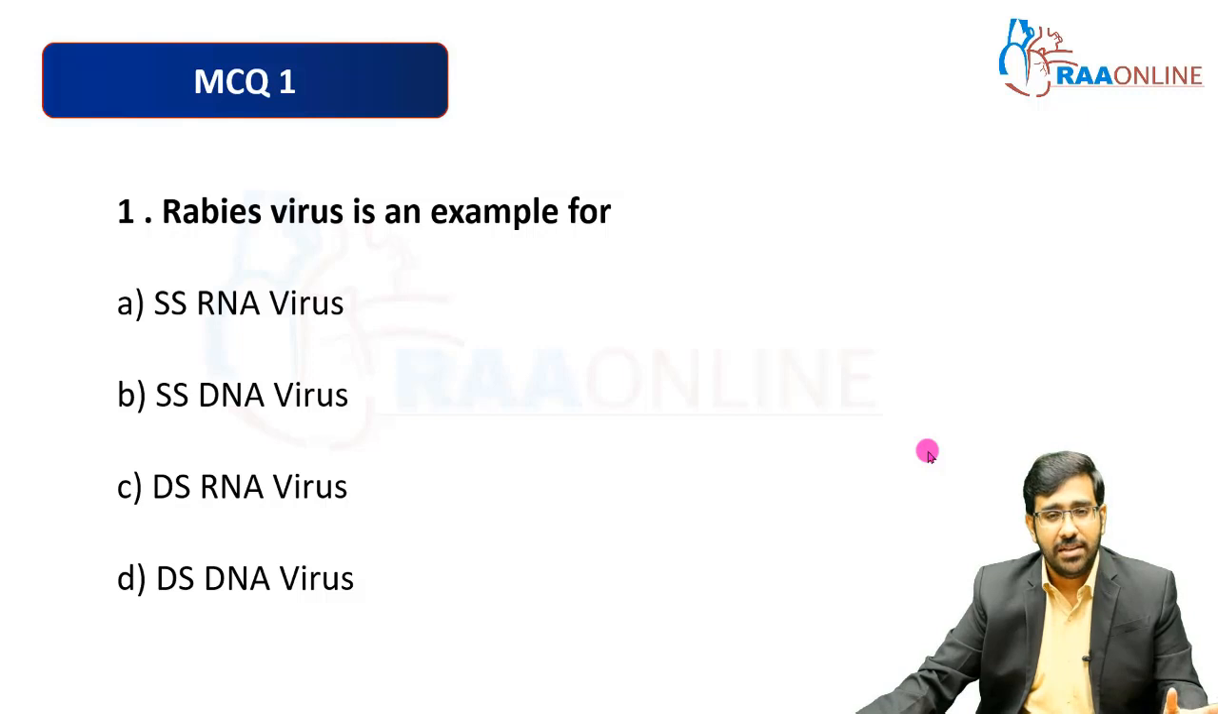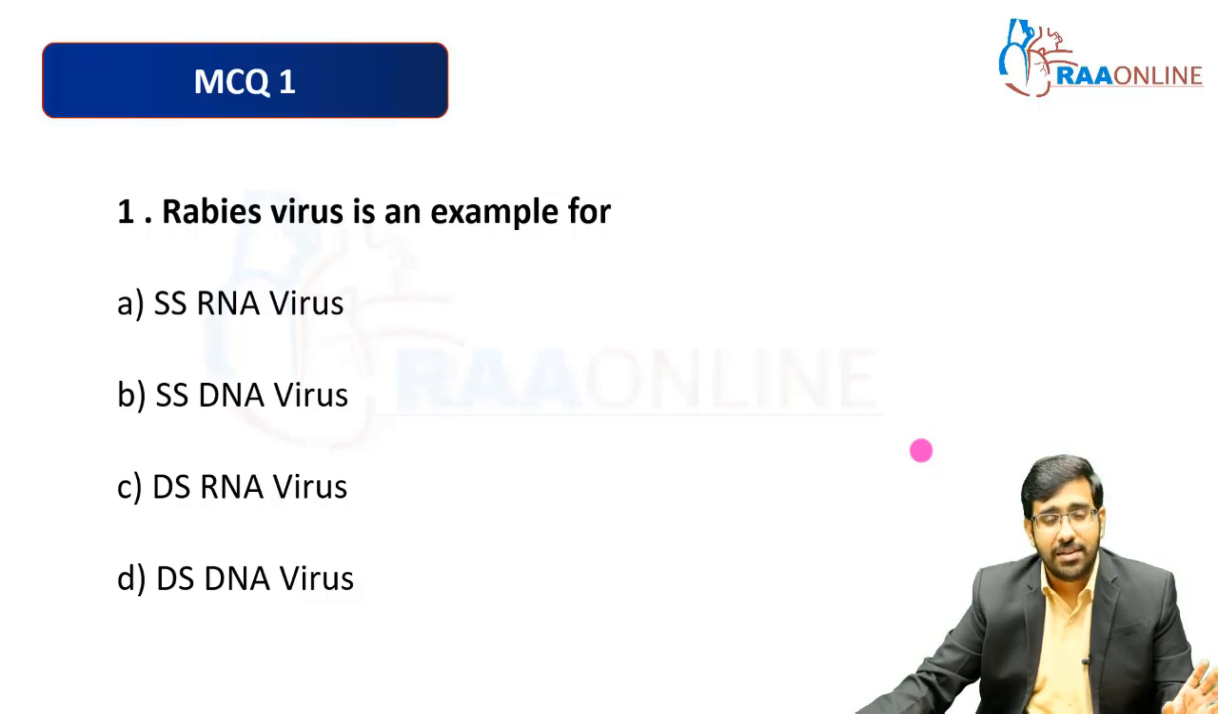Rabies virus is an example for, and there are 4 options. Option A, single stranded RNA virus. Option B, single stranded DNA virus. Option C, double stranded RNA virus. Option D, double stranded DNA virus. Here we know this particular infection is caused by a virus, the rabies virus, which is an example of a DNA or RNA virus. Can anyone tell? It is an example for an RNA virus.